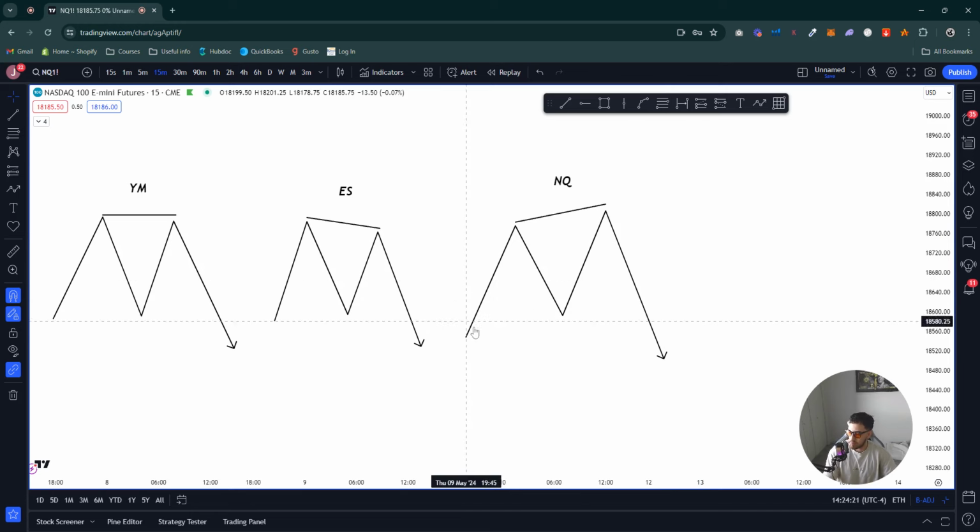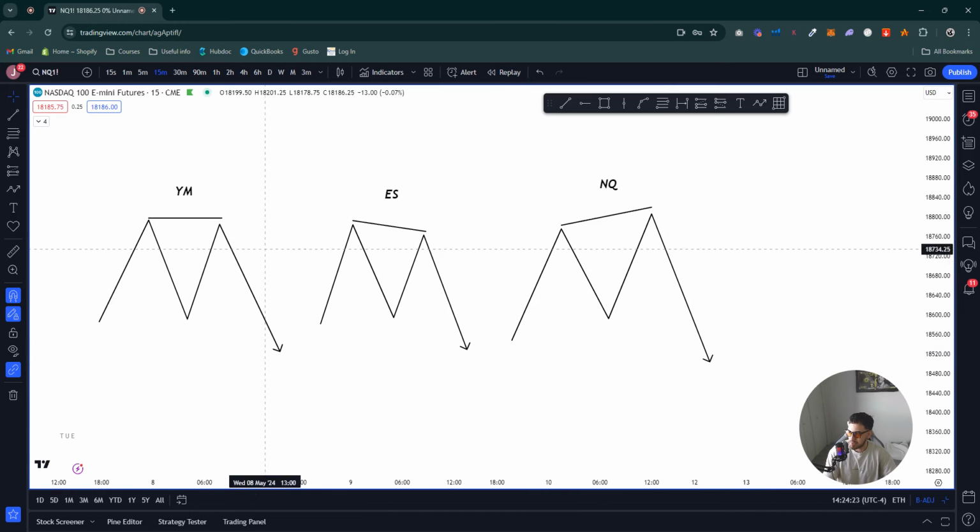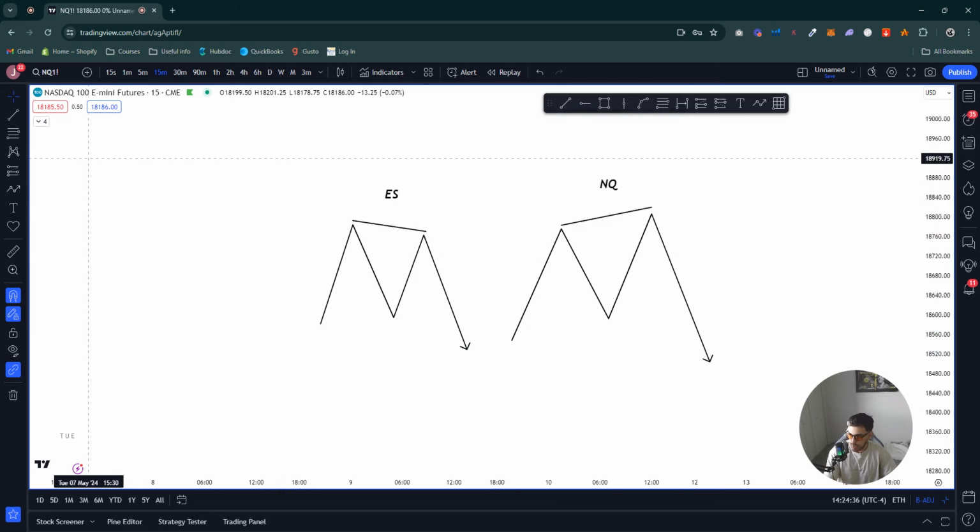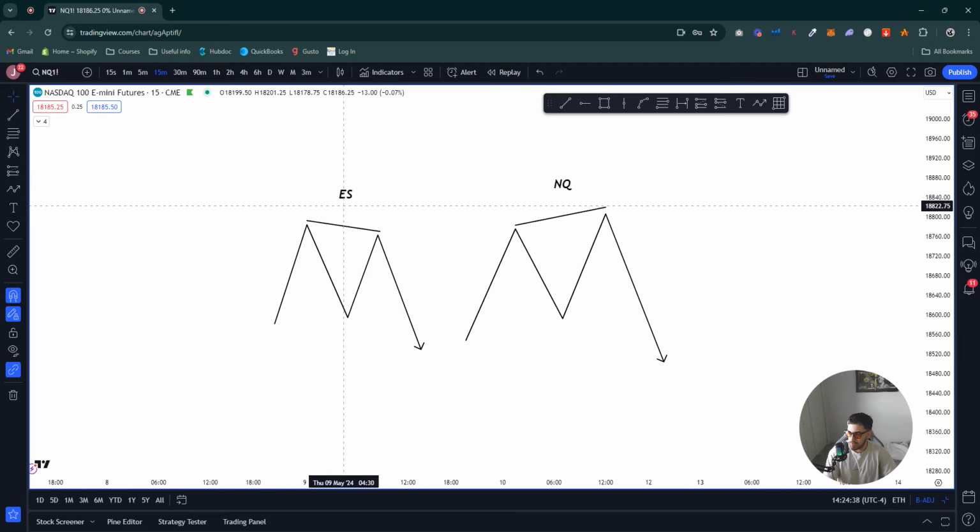That is basically what SMT divergence is: when one of the correlated assets has a cracking correlation. For example, in this example here, NQ makes a higher high, ES makes a lower high, YM makes a lower high as well. You can even take out YM if you'd like and just trade ES and NQ, or vice versa, ES and YM.